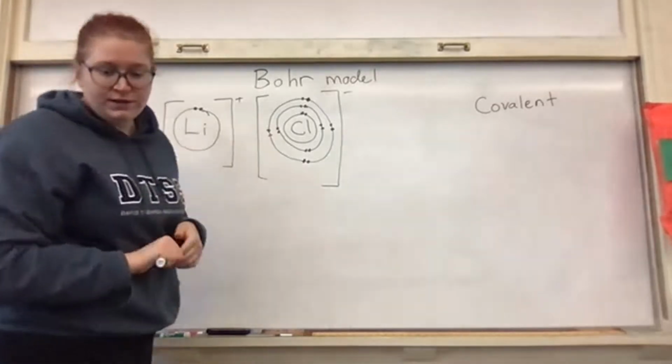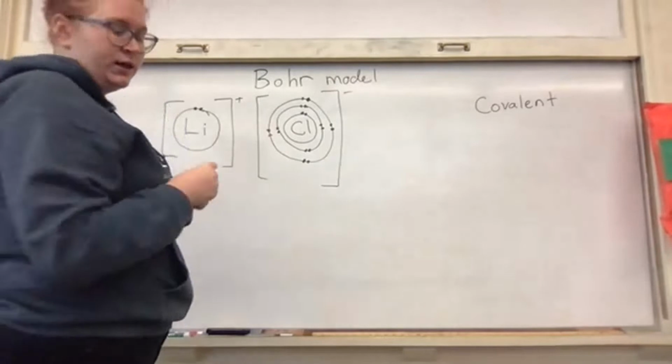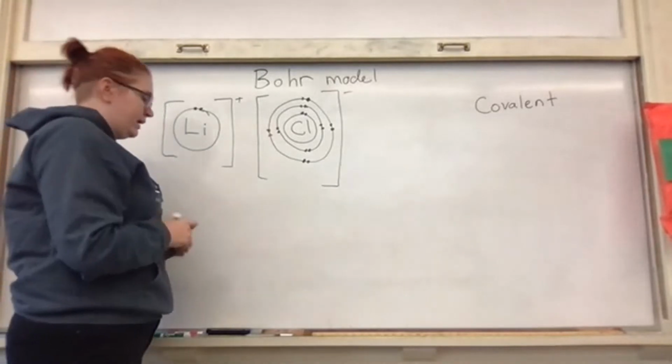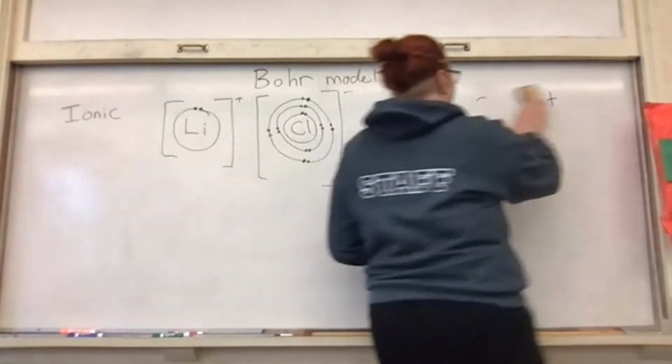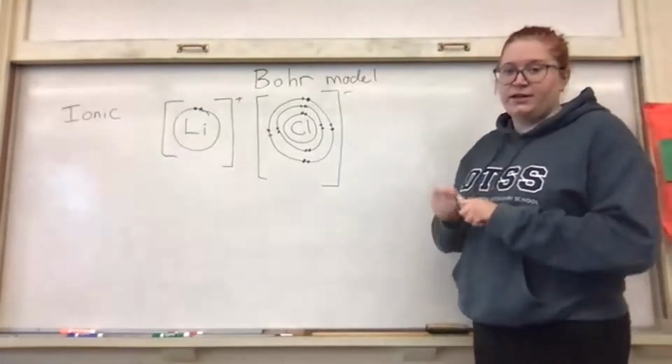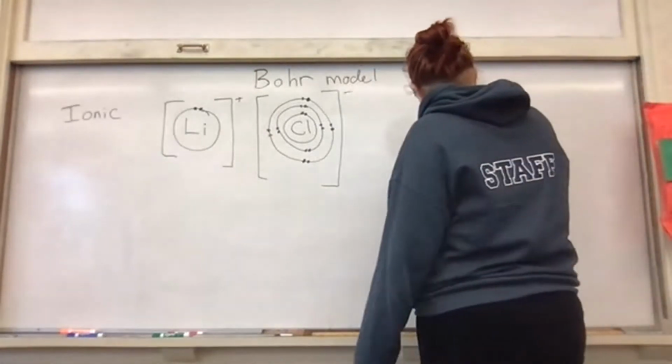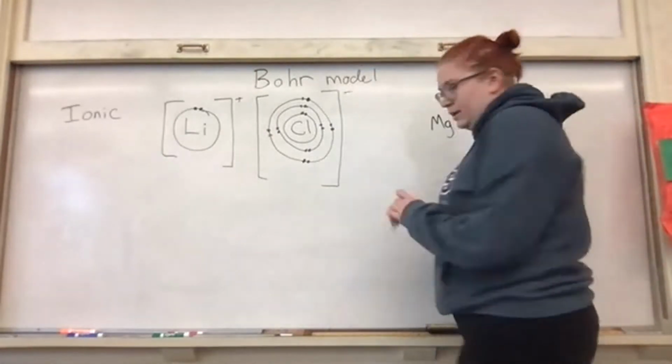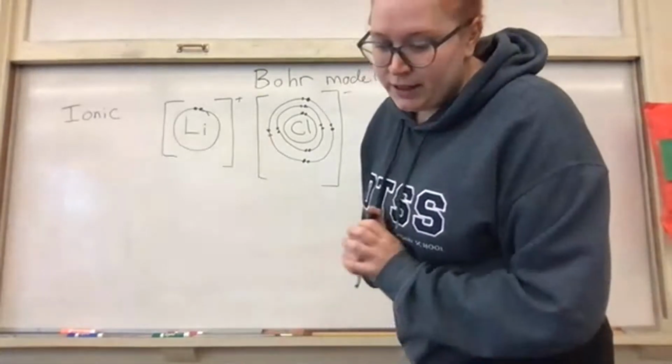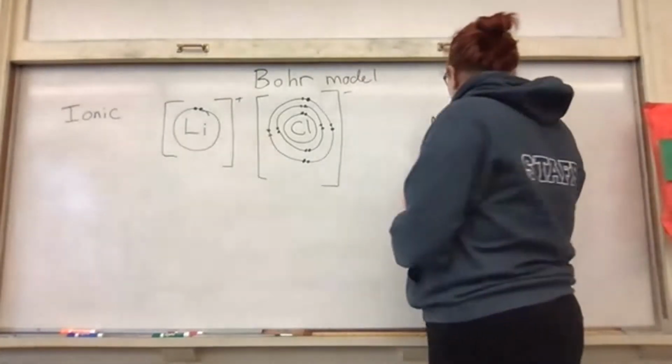I'm going to show you on one that's a little bit more complicated. We're going to draw one with magnesium. I'm going to draw it over here. So we're still on ionic. I'm going to draw magnesium. I look at my periodic table and I see that it has 12 electrons.